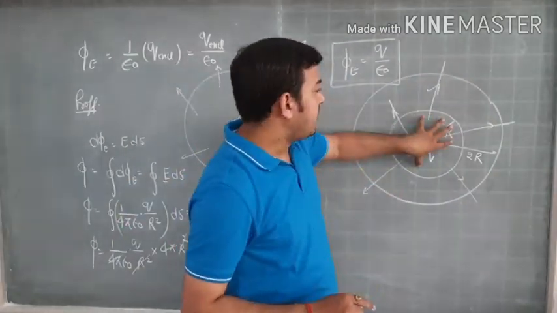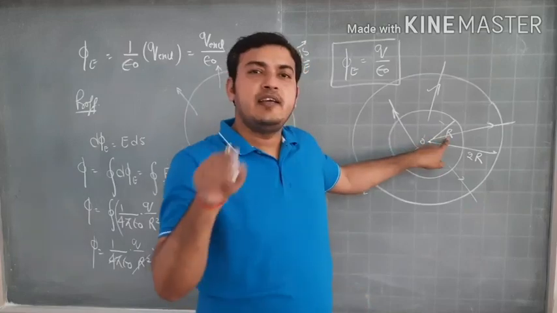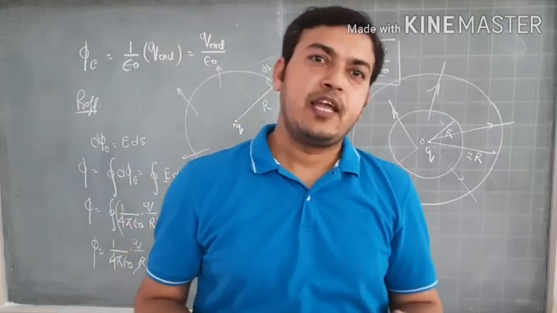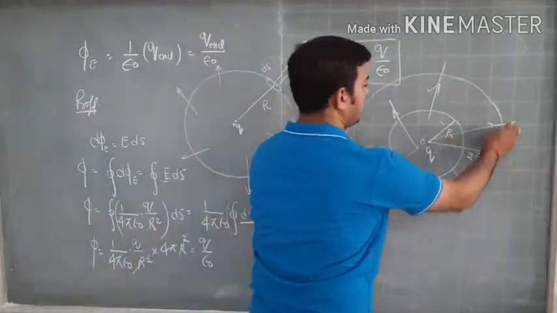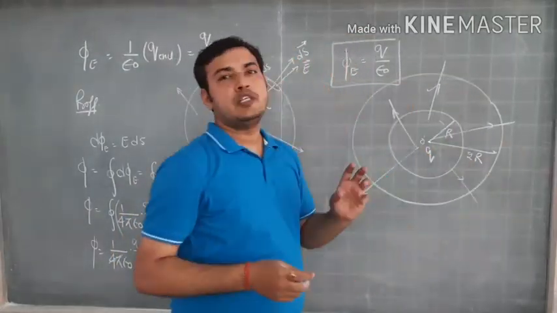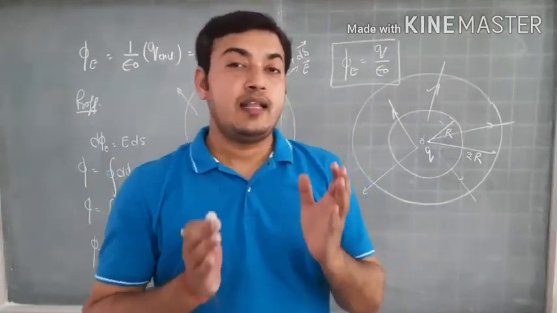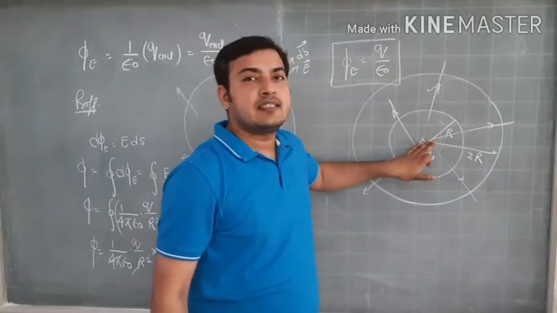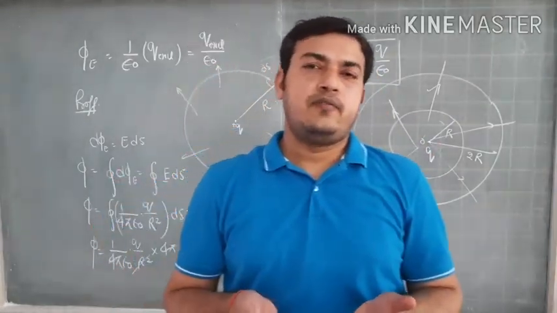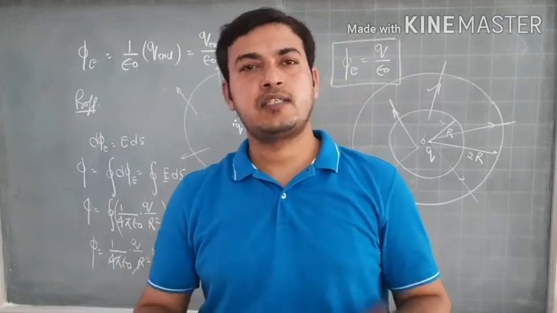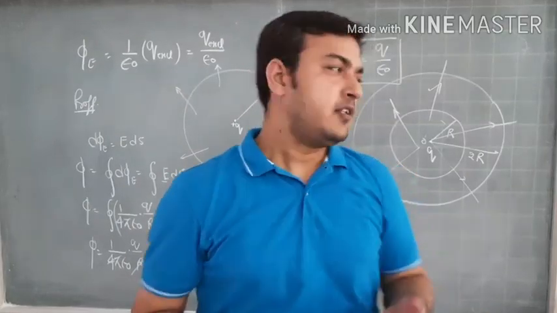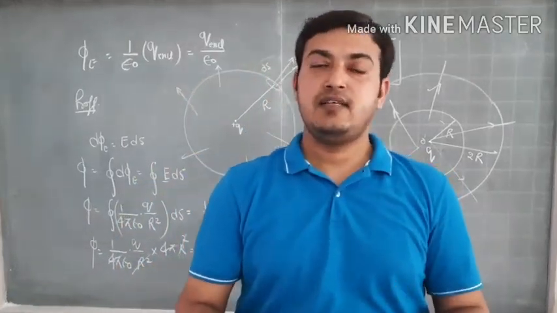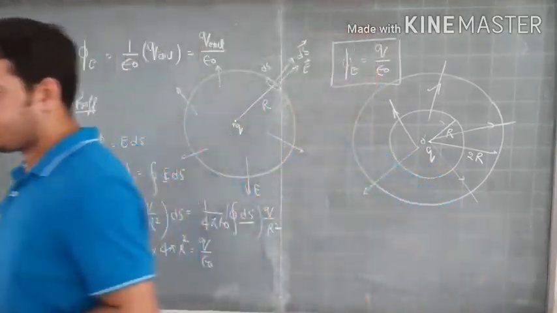Since the number of lines that are passing through this r radius spherical cell and this 2r radius spherical cell is the same, it means the flux associated with these two spherical cells remains the same, and that is what the Gauss theorem states, that it doesn't depend on the radius. Doesn't matter what is the radius of the spherical shell or the surface surrounding the charge, the flux will only depend on the net amount of charge inside the closed surface.